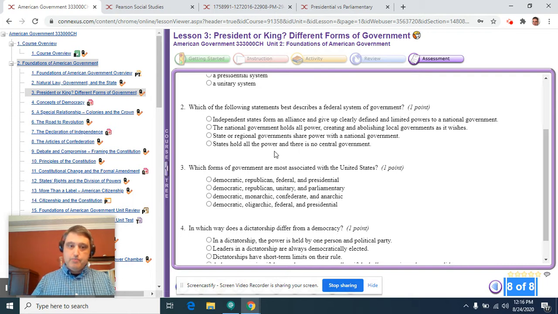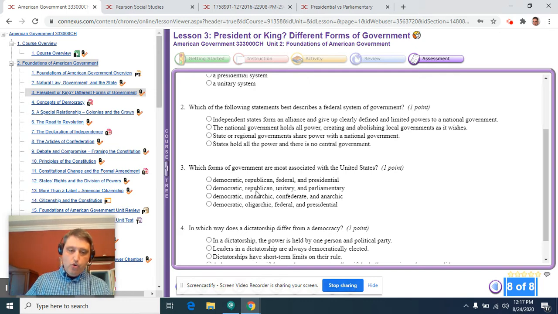Well, I'll give you a hint. In the United States today, we have a federal system. Remember, we have a central government that does some things, and we have state governments that do some things. And they share power. It is not one is more important than the other. In certain things they share power. So that'll help you answer number 2.